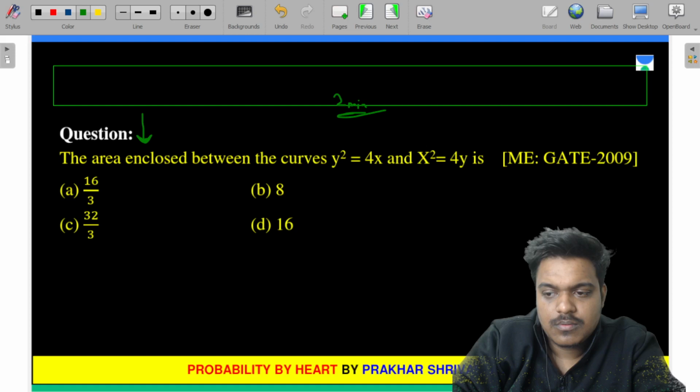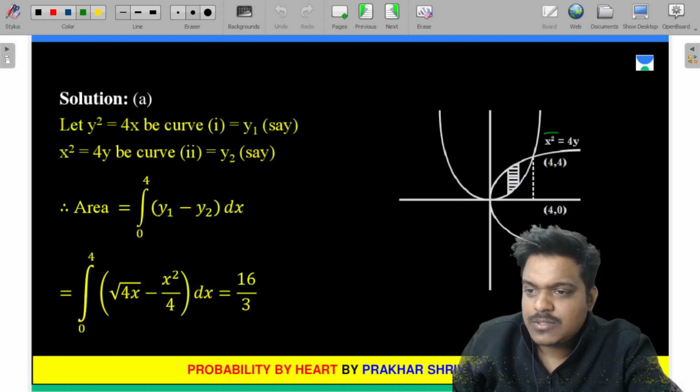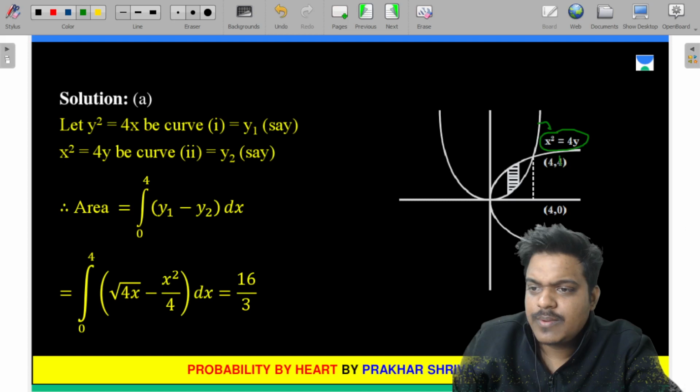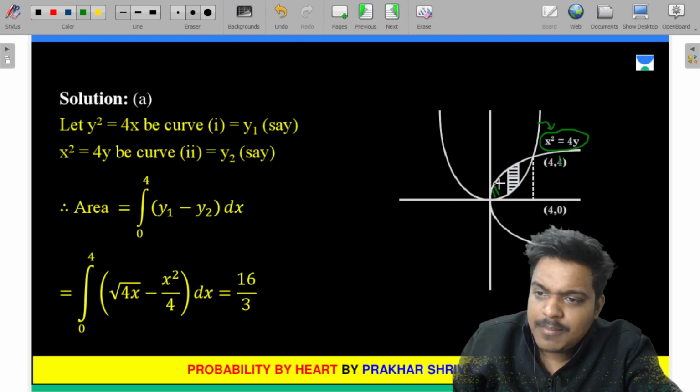Okay, so I'll just brief you about how to solve this question. This is a simple question. You draw both the curves. This is x square is equal to 4y, and this curve is y square is equal to 4x. If you find the area in between, this is the green area.